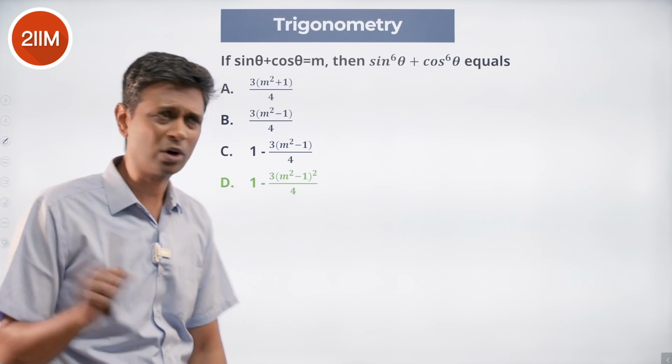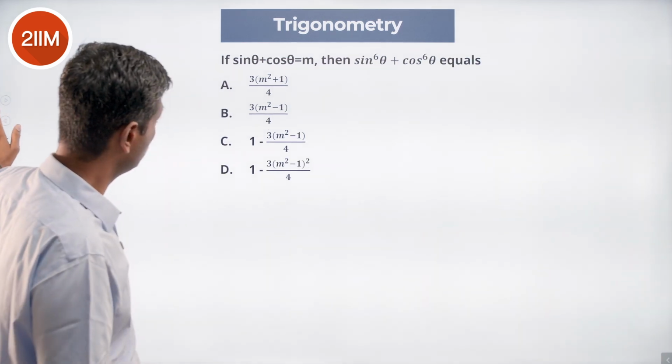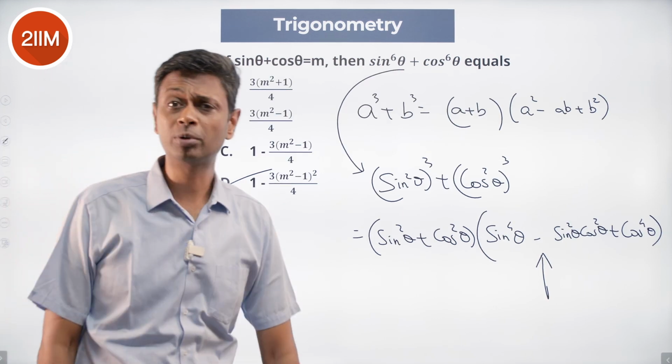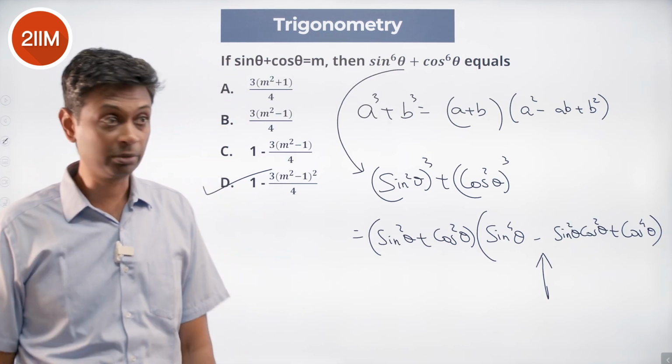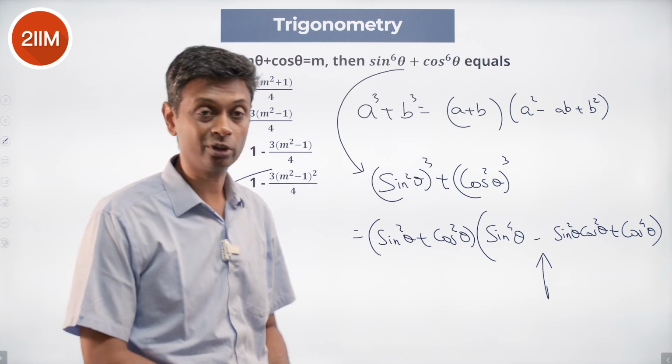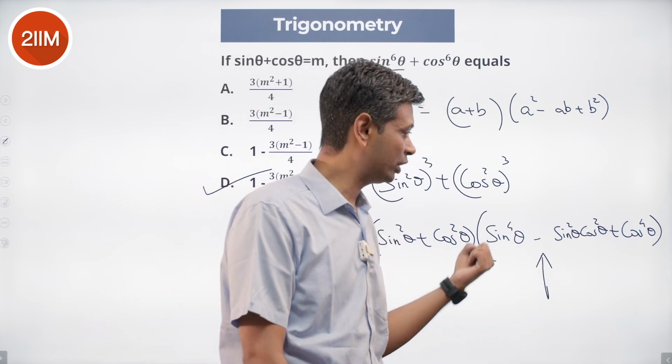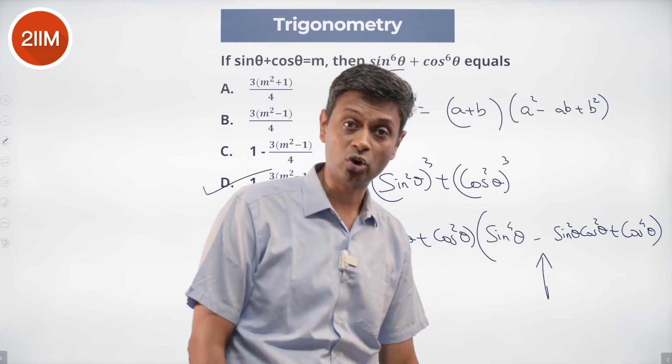And I'm going to go over this one more time. First step, we take the sine power 6 theta plus cos power 6 theta. Use the idea that a cube plus b cube is (a plus b) into (a square minus ab plus b square). This is sine square theta plus cos square theta. That is 1, that goes out. We need to find only this: sine power 4 theta plus cos power 4 theta minus sine square theta cos square theta.